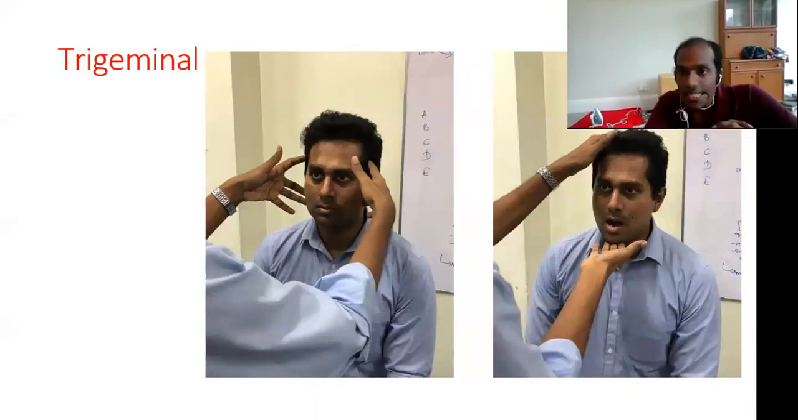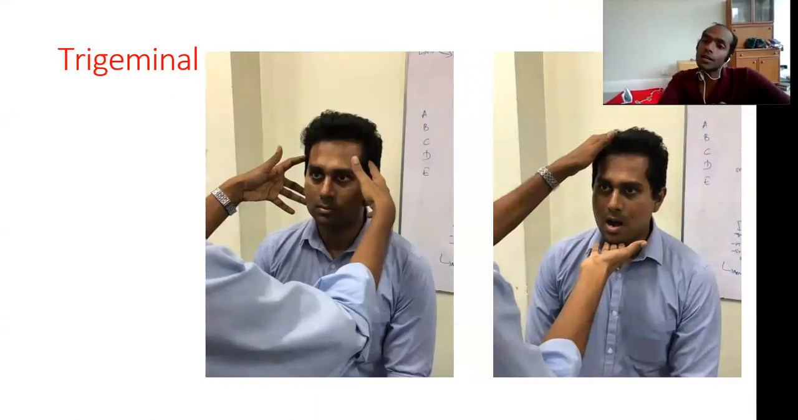Moving on to the trigeminal nerve. The trigeminal nerve is a rather large, complex nerve. There is a motor component and a sensory component. This is the motor component, where you are examining the muscles of mastication, which is the temporalis muscle and the masseters, asking the patient to clench the teeth. Opening of the mouth against resistance is with the lateral pterygoid muscle.